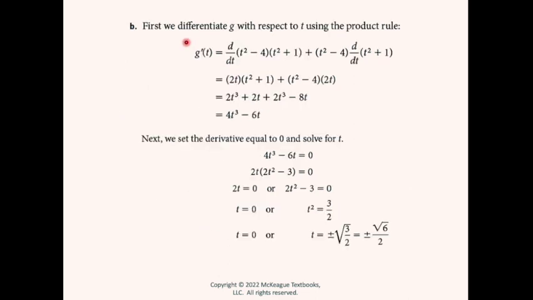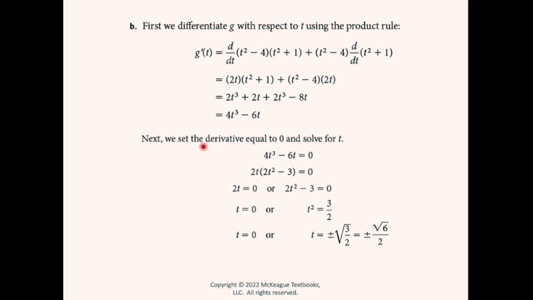Now, to find the answer to part B, we have to take the derivative and then set it equal to 0. So when we take the derivative using the product rule, I'm going to take the derivative of this first factor, which is 2t, times t squared plus 1. Then I'm going to add the derivative of the second factor, which is 2t, and multiply it by the first. When we multiply that out and combine it together, we get 4t cubed minus 6t.